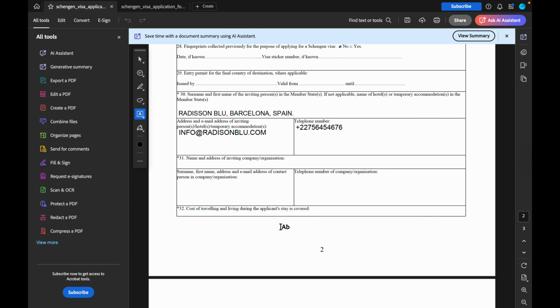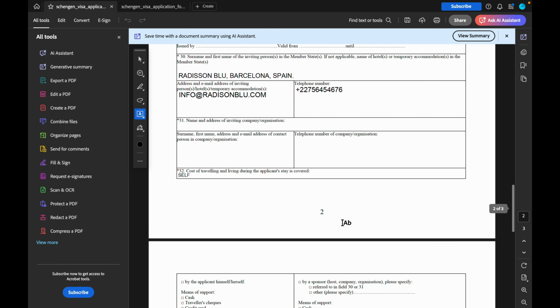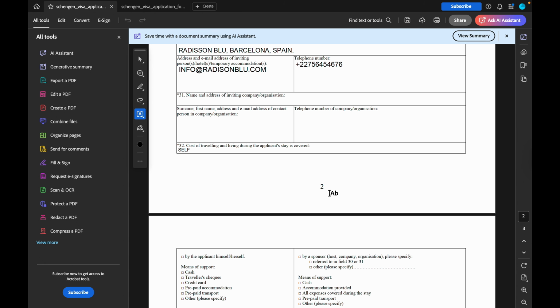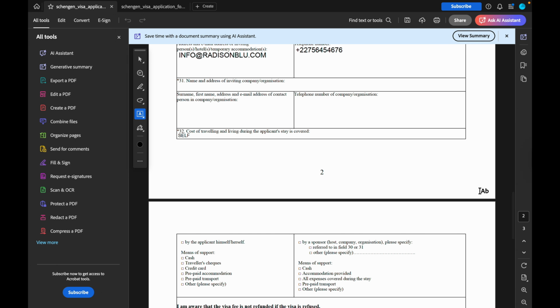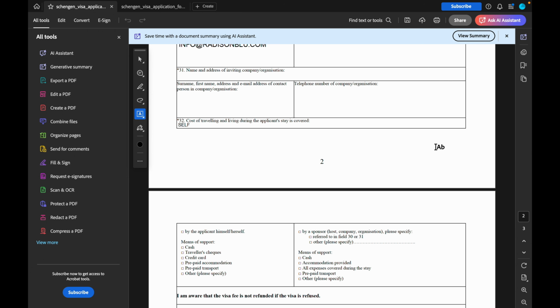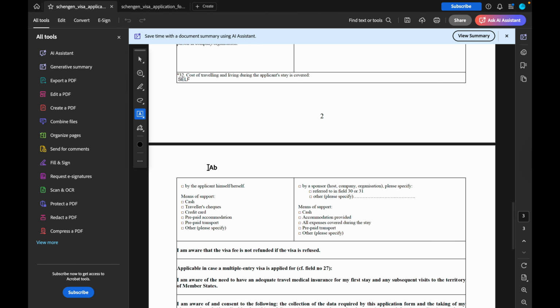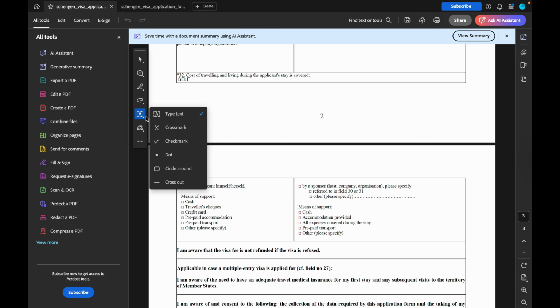Cost of traveling during duration of stay is covered by who? It's covered by self. Simple. I'm going to cover my travel myself. Obviously no one's covering, except maybe an organization is inviting you, then provide the details of the organization, including their email address, contact person's name, and the telephone number of the person or of the organization themselves. Now, how do you intend to pay for your application?